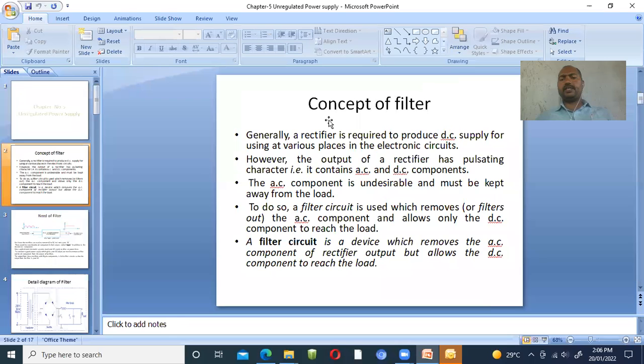When we convert AC to DC, it is not pure DC; it contains some of the AC part, so that is called pulsating DC. When we convert AC to DC, we use a device such as a rectifier, right? A rectifier is the device which converts the AC voltage into pulsating DC. Pulsating DC indicates that it has some part of the AC, right? So this is not desirable for some applications.